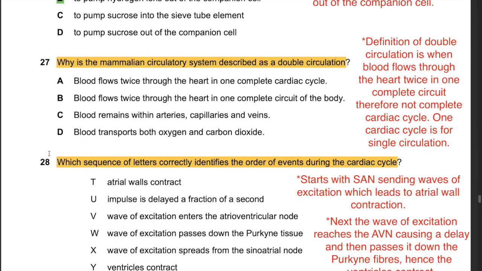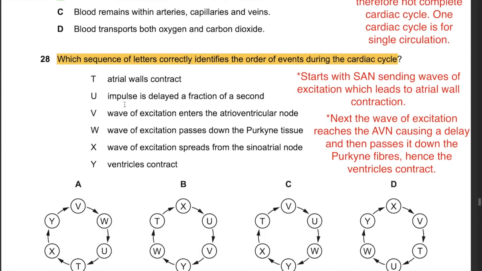Question 27. Why is the mammalian circulatory system described as a double circulation? If we consider the meaning of a double circulation, it is when blood flows through the heart twice in one complete circuit. Therefore, it is not one complete cardiac cycle, as one complete cardiac cycle refers to single circulation. Therefore, the answer is B. Blood flows twice through the heart in one complete circuit of the body.